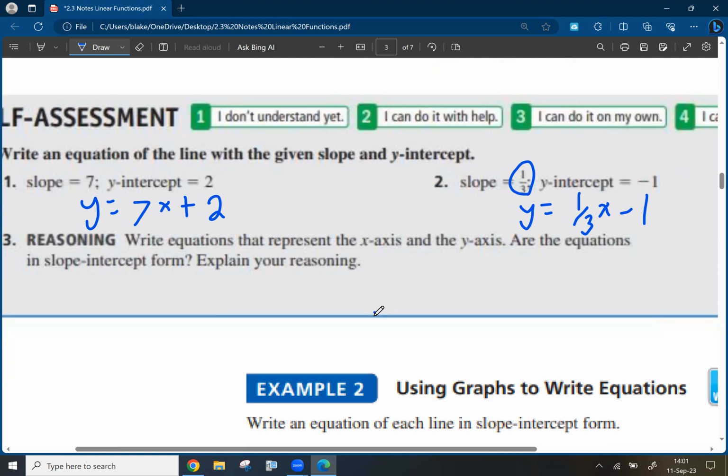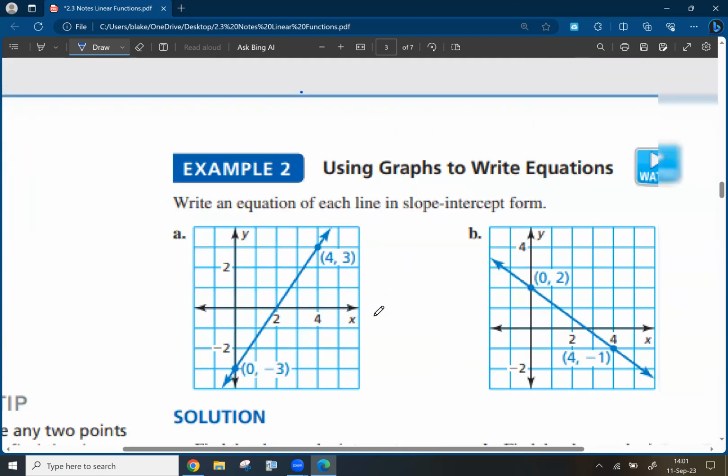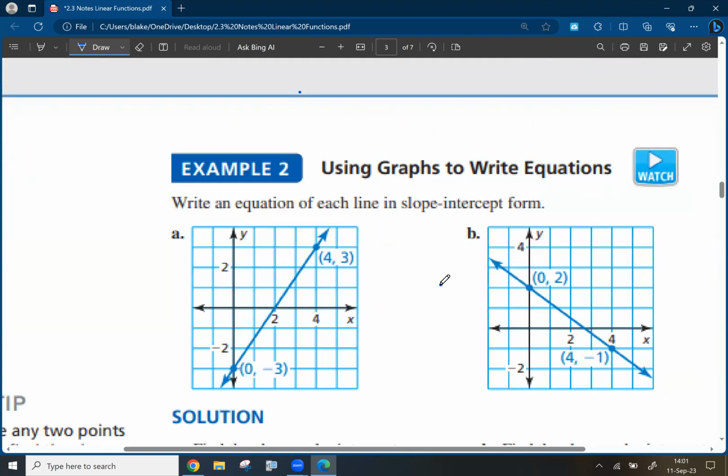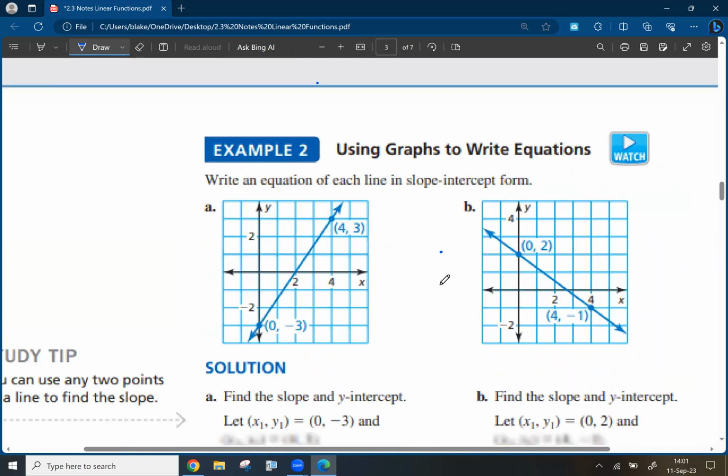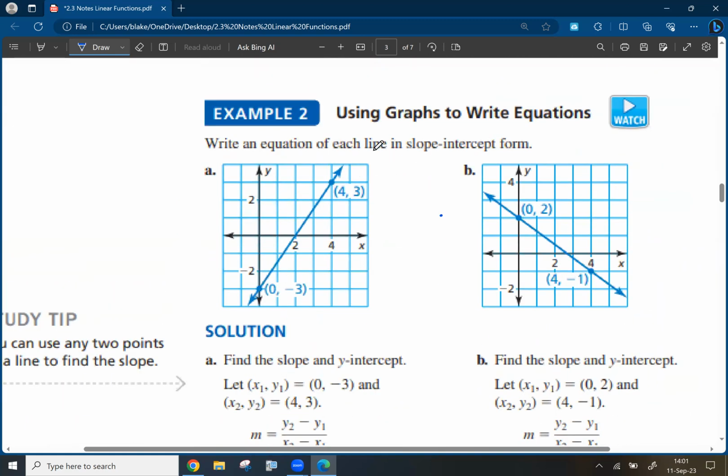I'm going to move on to example 2. All right. So this one says write an equation of each line in slope-intercept form. So basically, you see the graph, and now we want to identify the slope and the y-intercept from the graph, and then put it in our equation.